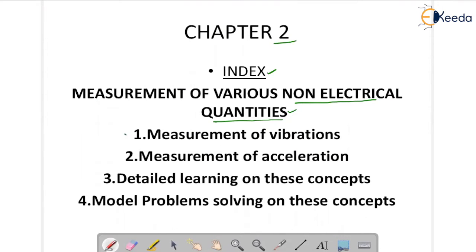The first one is measurement of vibrations. The second one, measurement of acceleration. The third one is detailed learning on these concepts, and finally we'll have some model problems on these concepts. Vibrations is not an electrical quantity, so we'll measure various non-electrical quantities. One from that is vibrations. Acceleration, as you know, is not an electrical quantity again, so both these come under non-electrical quantities.